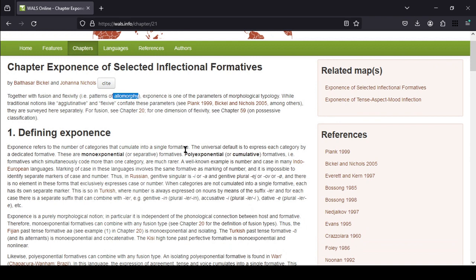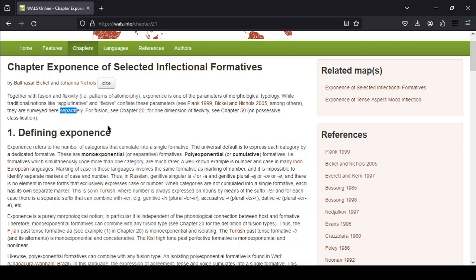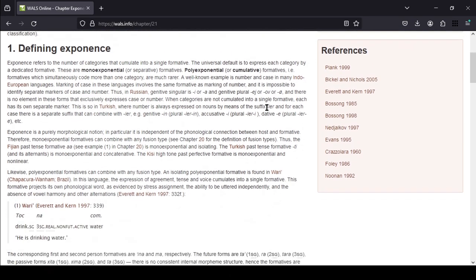So, whatever. Read these if you're curious about typology and stuff. They're surveyed here separately. So usually these three things are thought of conflatedly, but here they're treated separately. For fusion, see chapter 20. For one-dimensional flexivity, see chapter 59 on possessive classification. So let's define exponence.